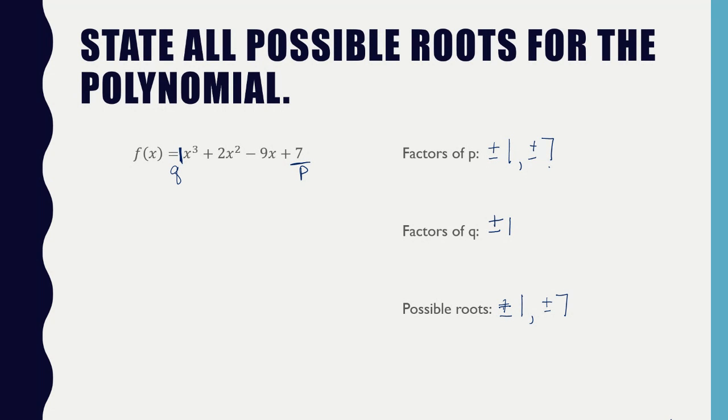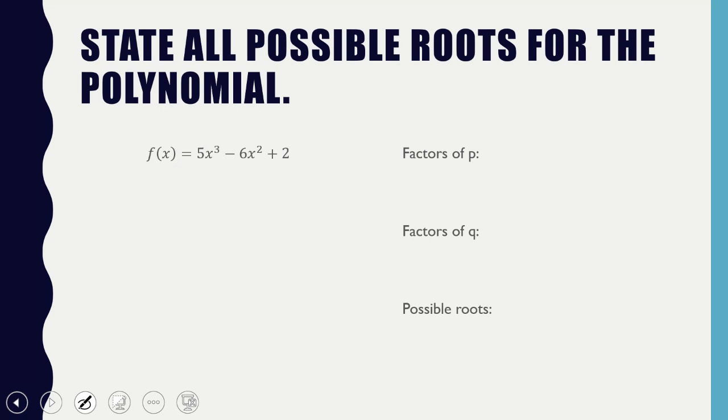That one was nice and easy. There's not too many roots there. Then we would go on to test them. Remember, this is a cubic, so there's only 3 actual roots, even though we have 4 possibilities. We would have to figure out which 3 of those are actual roots.